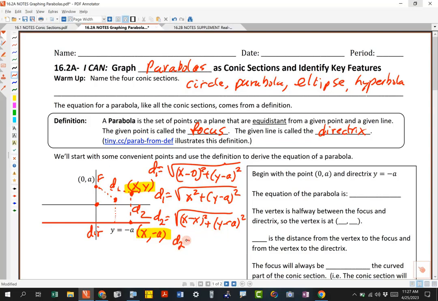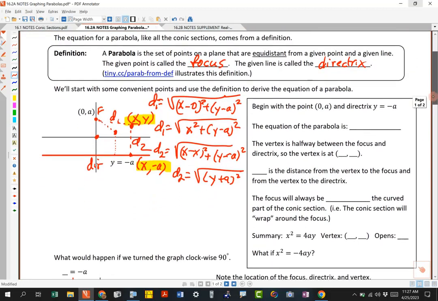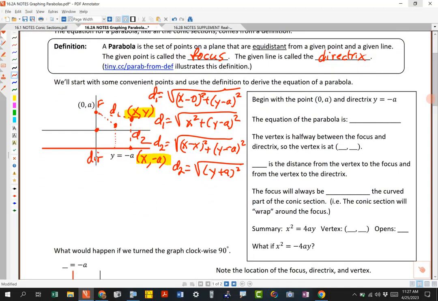Okay, so this is D2 equals x minus x would be 0. So I'm going to have a big square root. And then this is just going to be 0 squared, so I'm not going to write that. But I am going to write y plus a quantity squared. Is that okay with everybody? Okay. Could I take the square root off this? Does the square root cancel the squaring? It does, but I'm not going to do that right now, and you'll see why in just a second.